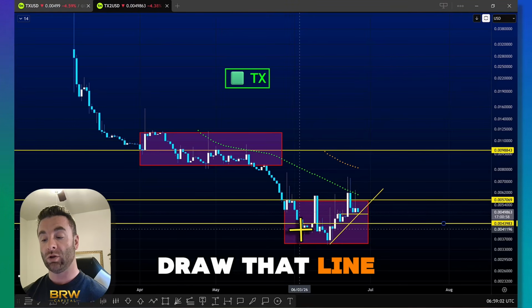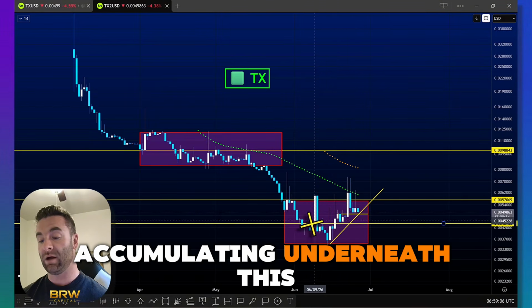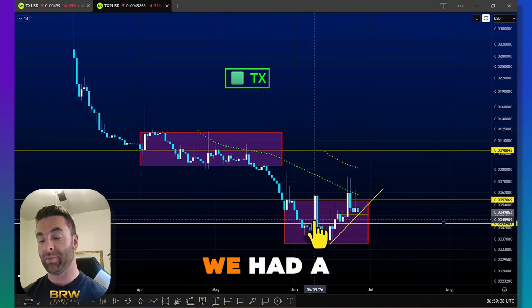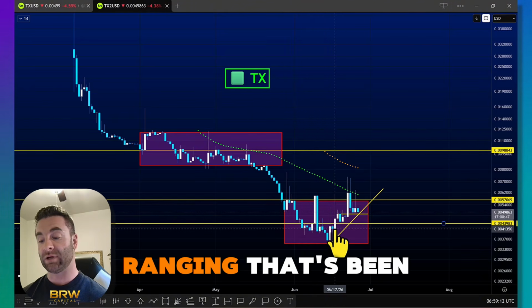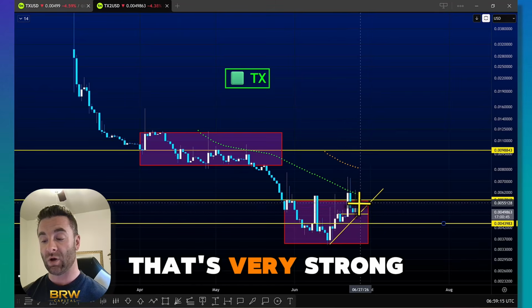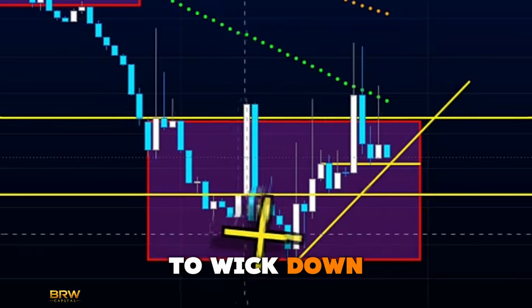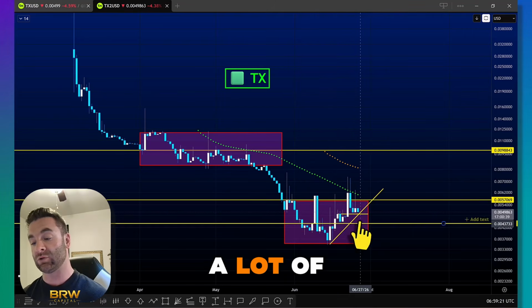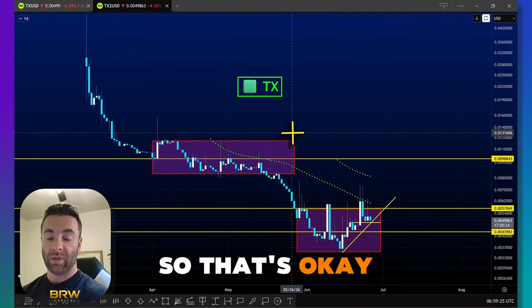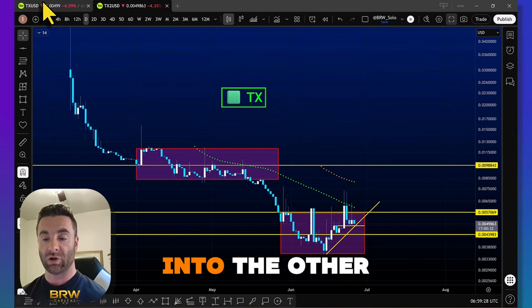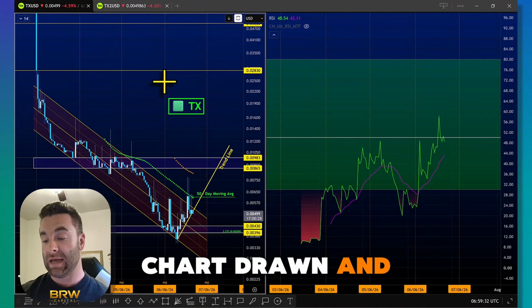Why did I draw that line there? Look at how many candles have actually been accumulating underneath this line, right? So yes, we had a little pop-up, but that didn't last very long. So with this ranging that's been going on here, that's very strong. So even if we do break down, we could expect to wick down into this area, and I expect a lot of buys to absorb that price action down here. So that's okay. Let's go turn into the other chart, TX, where I actually have that chart drawn and built.